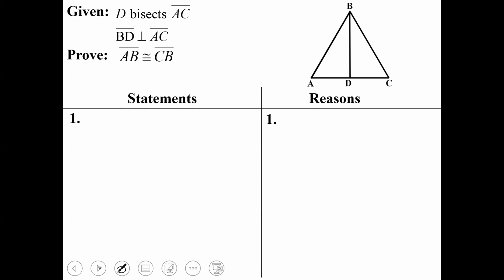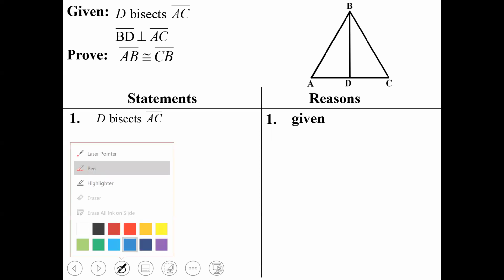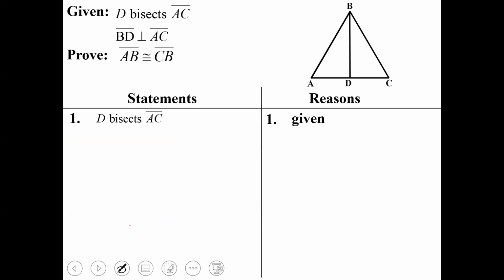Good. Point B bisects side AC. Okay, what's your reason? It is given. Okay, y'all look, what happens when point D bisects side AC? Good, it just takes that segment and splits it into two equal parts. Okay, so if that's the case, what do y'all think your next statement is going to be, statement number 2?